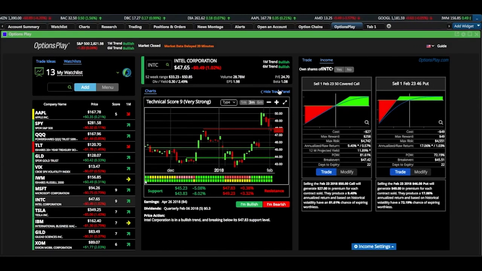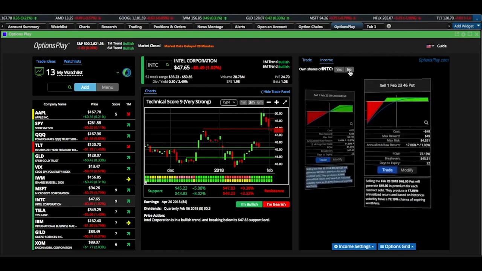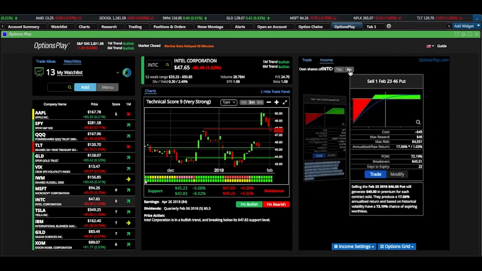So here for Intel, if I'm trying to sell covered calls, it will tell me what the ideal starting point is for myself, and provide all the underlying analytics so I can decide if this is a trade that I want to make. And for those of you that are new to options trading, it spells out the strategy in plain English so that you can better understand and educate yourself on these types of strategies before you go ahead and place a trade. If I'm trying to sell puts, I can click on the No button and be shown the short put opportunity here on this particular trade.